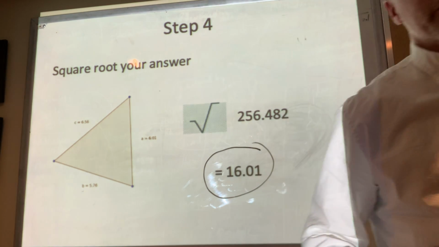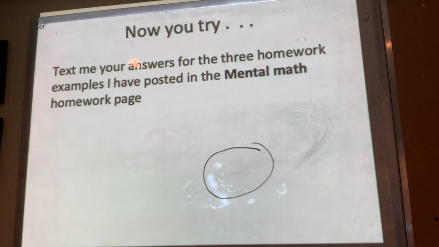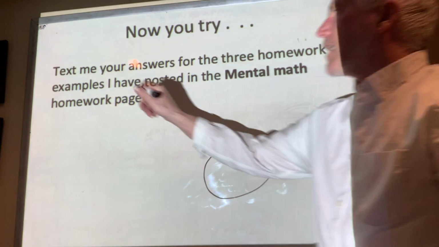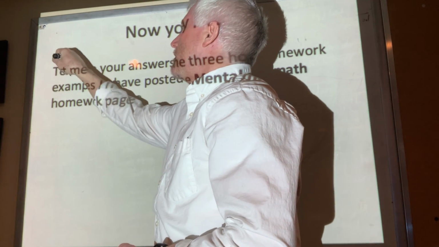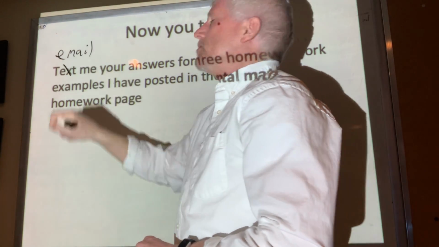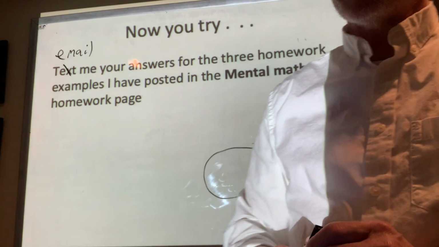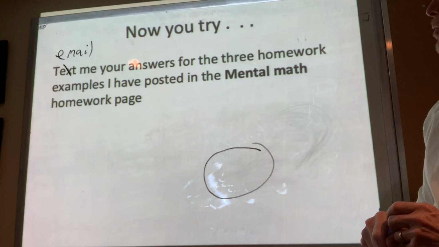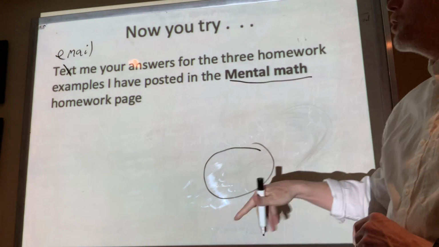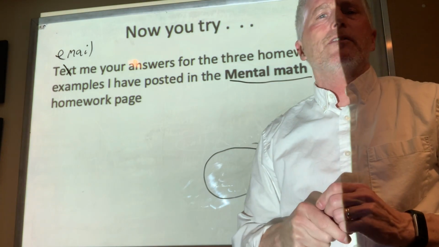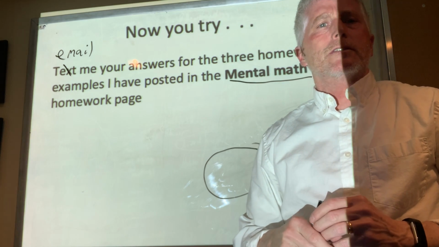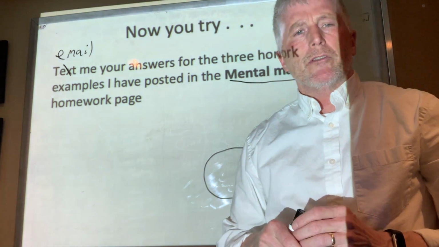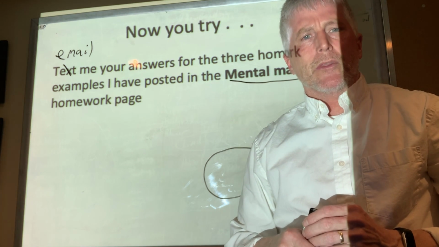All right, let me just check my final screen here. So there it is. Now you try it. Text me your answers. Say text. Actually, I want email. It's easier for me. Just send it as an attachment, a picture attachment. Your answers to me of the 3 homework examples I've posted in the mental math homework page. All right. And again, if you have any problems with this, just send me a text. I can try to walk you through it and see if we can't work that out together.